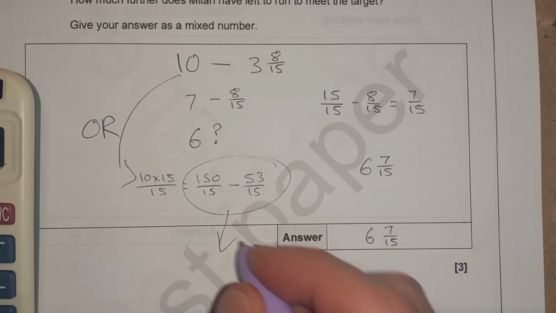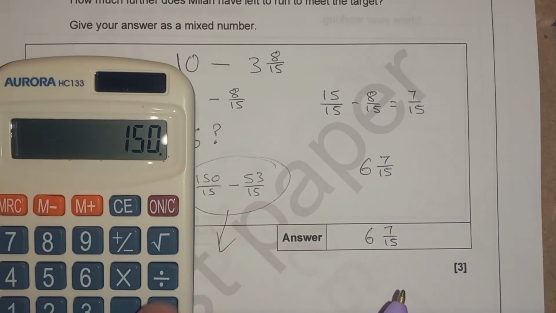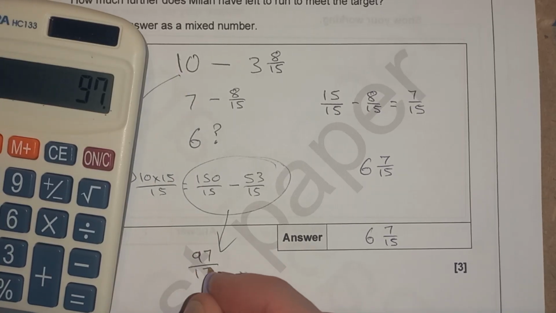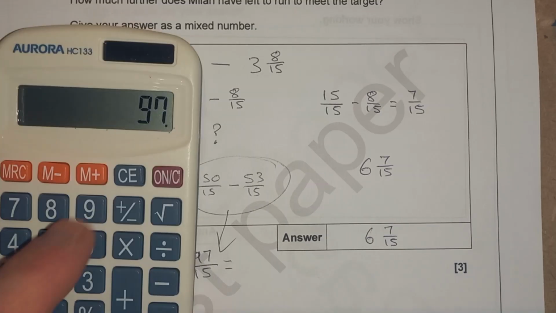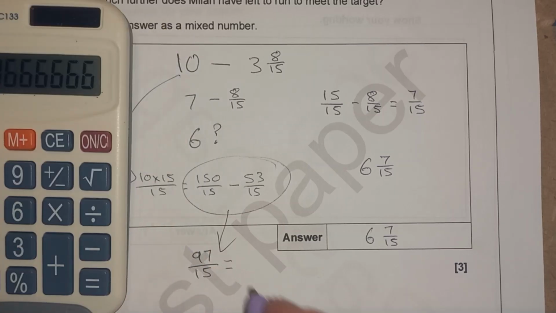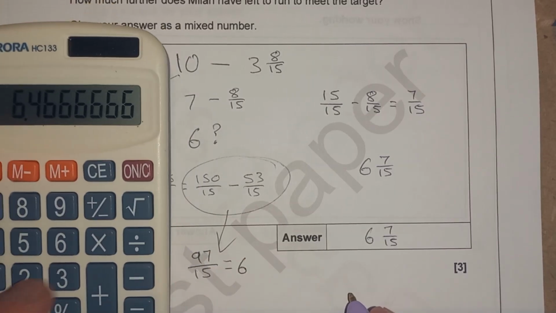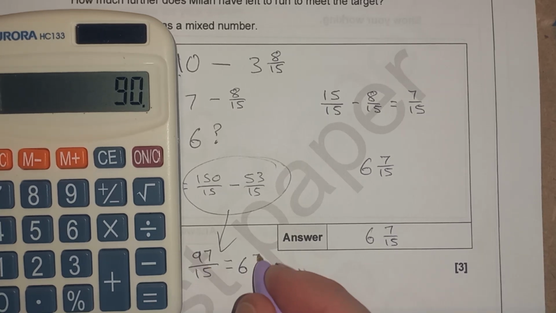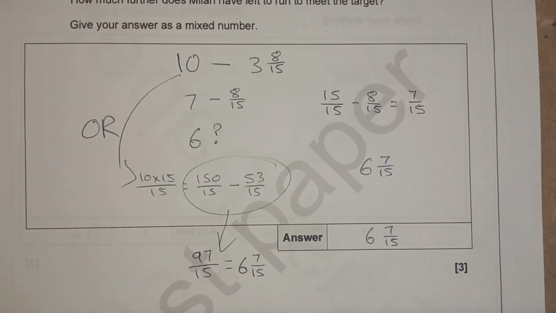And then if we continued from this, we'd have 150 minus 53, which gives us 97/15. And we would say, well, how many times does 15 go into 97? Well, it's 6 whole times, and 6 times 15 is 90, so it's going to be remainder 7, or 7/15. So I might have just completely overcomplicated that for you, but it's giving two alternative ways.